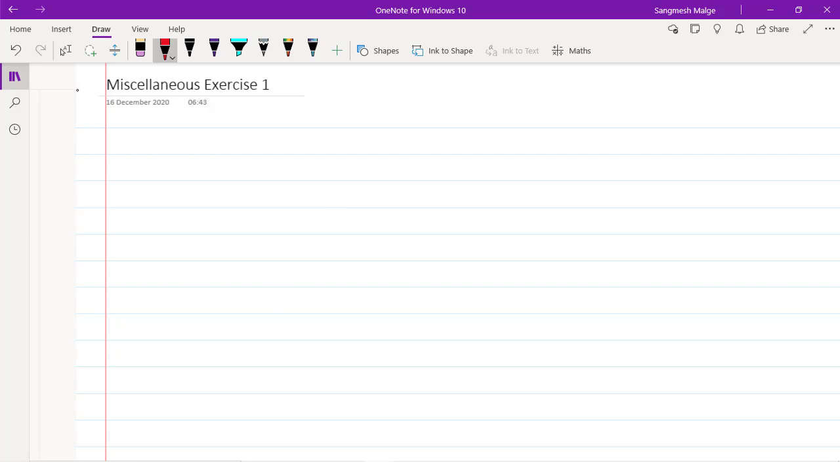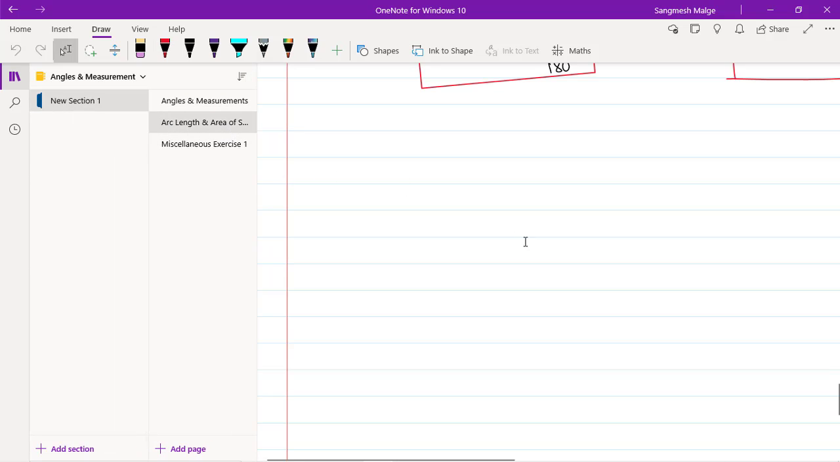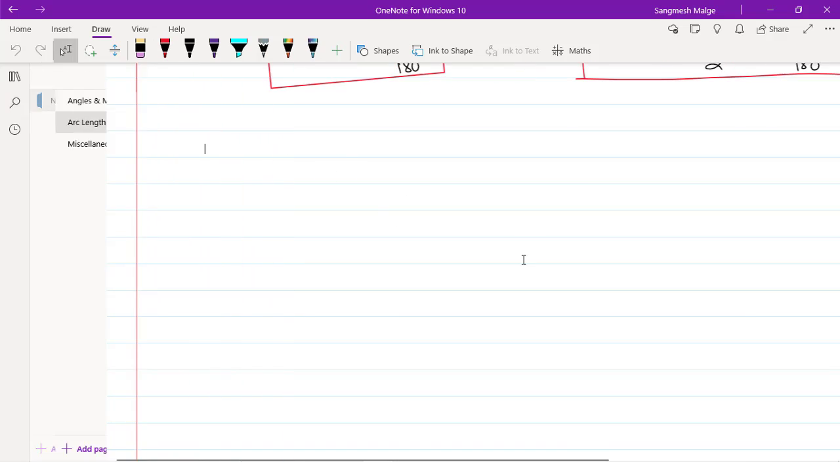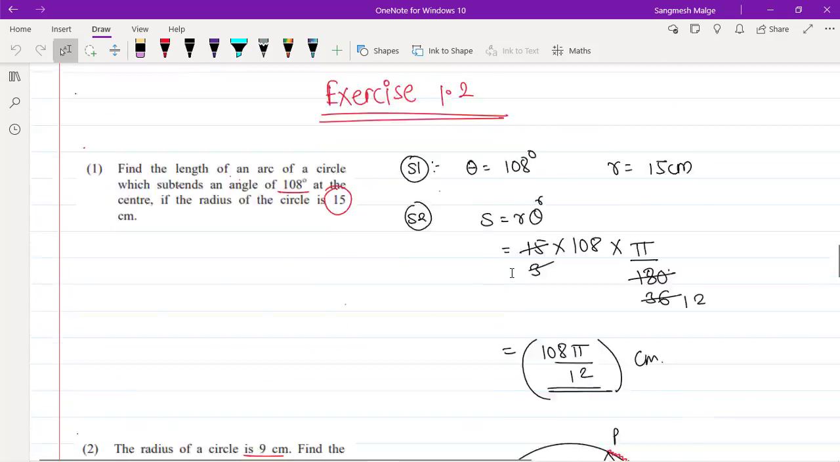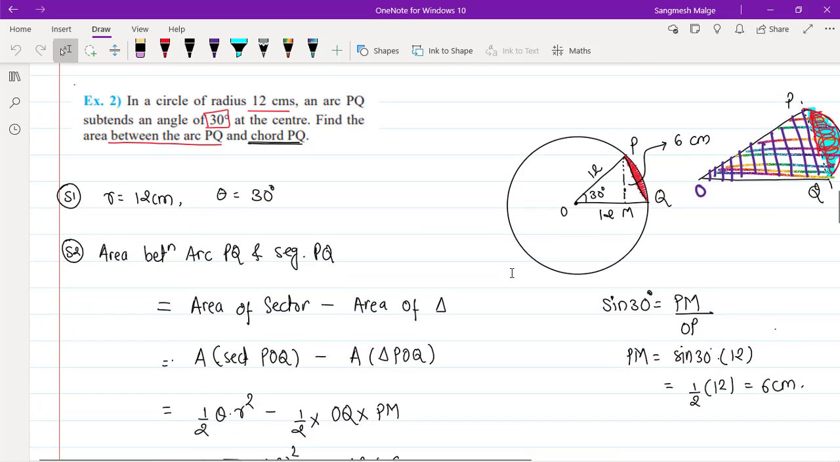Okay, so here if you see, I am not sure which question that was, but okay, yes, this question. In a circle of radius, is it visible everyone?